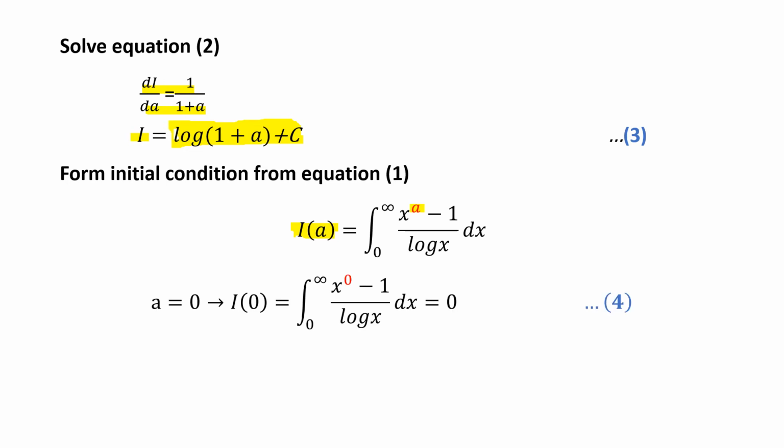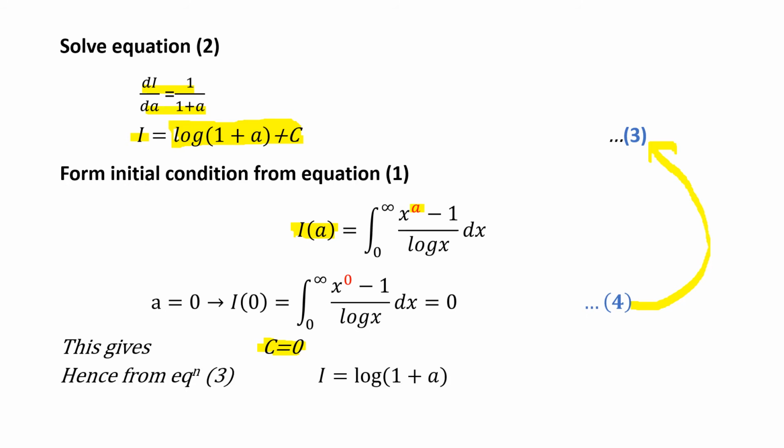So we got here the condition that I of 0 is equal to 0. So it is your fourth equation, that is the condition. Now apply this fourth equation, which is a condition, into the third equation to get the value of c. If we apply it, we will get I of 0 equal to 0, which is equal to log of 1 plus 0, here log 1 is 0, plus c. So we will get directly c equal to 0. Now put back c equal to 0 in equation number 3. So you will get the integral value, that is I equal to log of 1 plus a, which we had to prove: the integral value is log of 1 plus a.